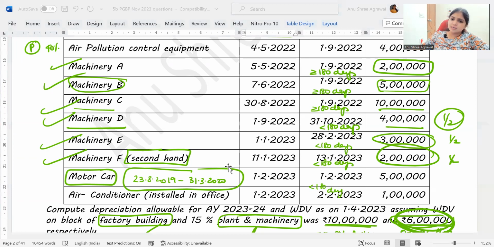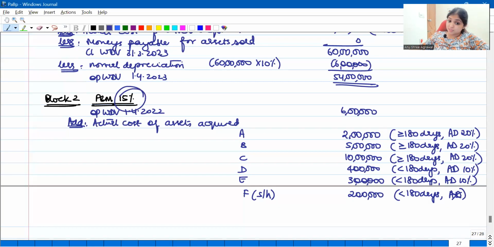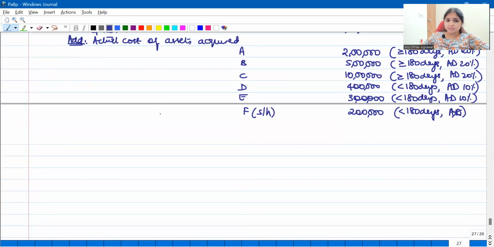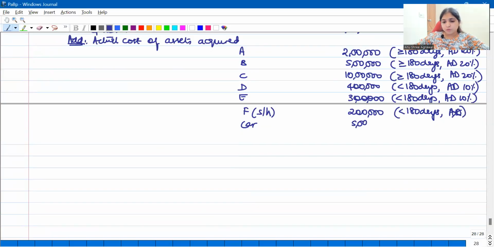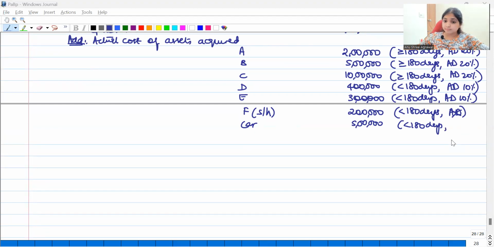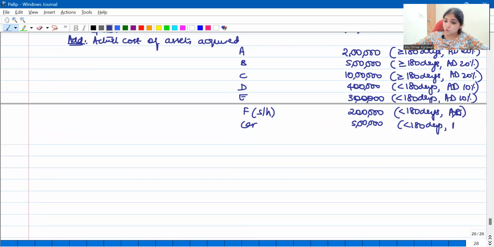So yes, it is plant and machinery, and it is 15%. So I will put it under this block, which is plant and machinery 15%, Block 2. It is used for less than 180 days, 5 lakhs guys. So because it is put to use for less than 180 days, I will give only half the year's depreciation. Will I get additional depreciation? No additional depreciation, because this is a road transport vehicle. Understanding?